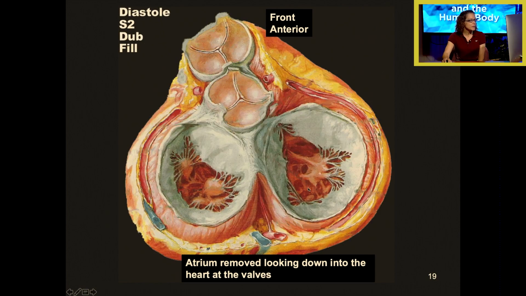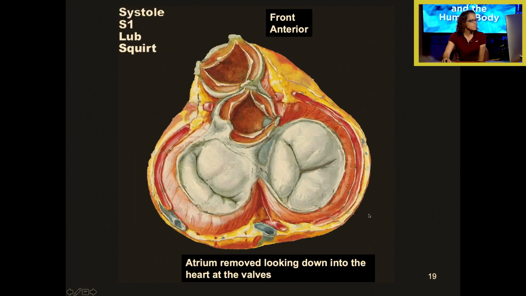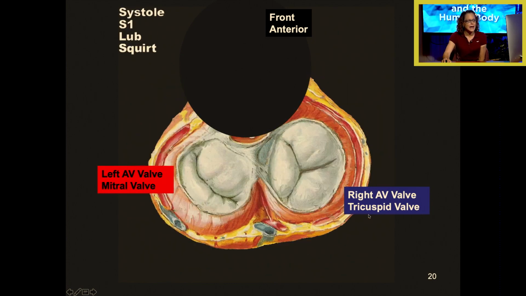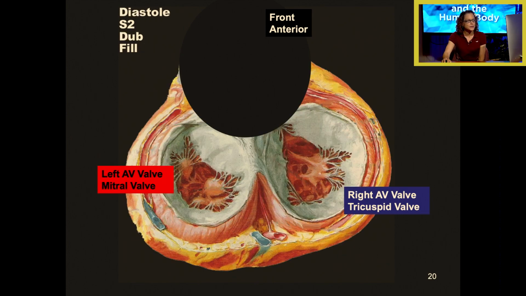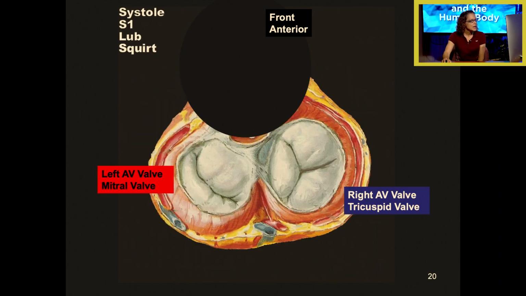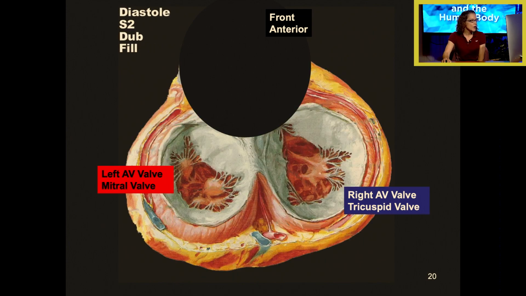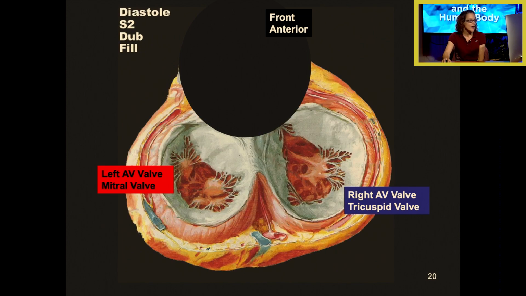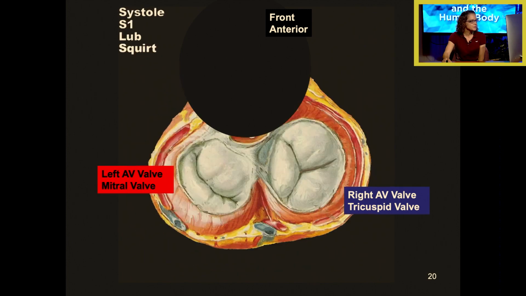Here we have the atria removed, and we're looking down into the heart valves. This is called a transverse section of the heart, where we've removed the atria and we're looking down through the right and left AV valves into the ventricles. The left AV valve is also called the mitral valve, and the right AV valve is also called the tricuspid valve. But for the purposes of our lectures and our exam questions, we're just going to refer to them as the right and left AV valves.